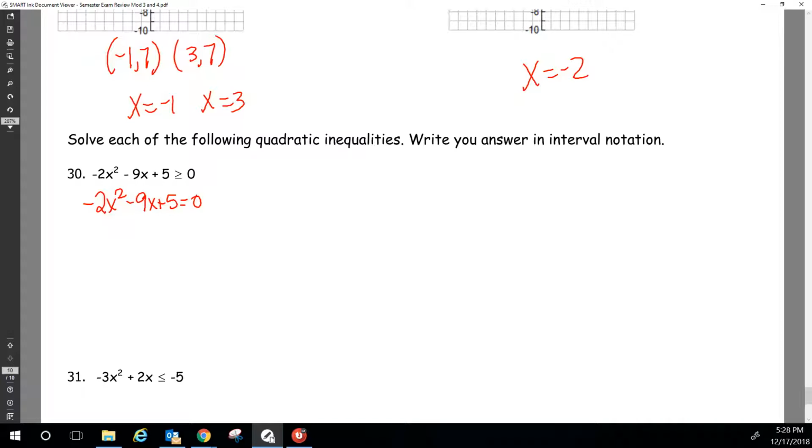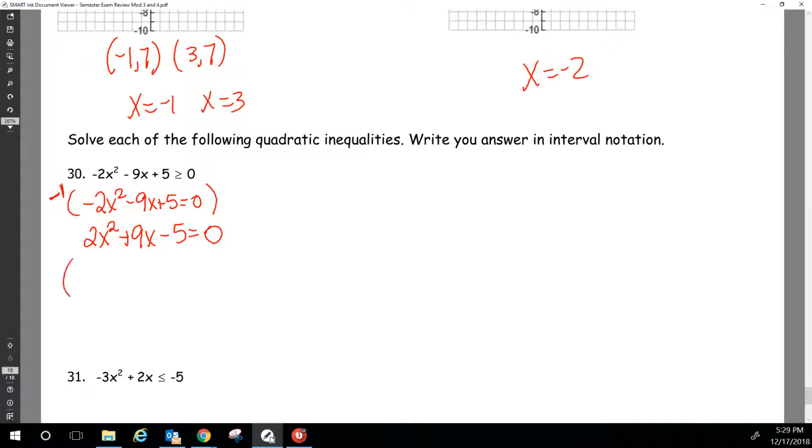So first I'm going to divide this by negative 1. I don't like that negative sign, so I'm going to make it positive 2x squared. In other words, I'm going to multiply the whole equation by negative 1. Negative 1 times negative 2 is 2x squared. Negative 1 times negative 9 is 9x. Negative 1 times 5 is negative 5. 0 times anything is still 0.